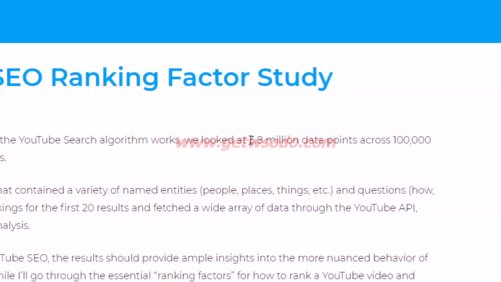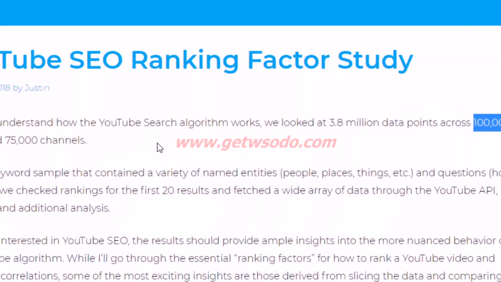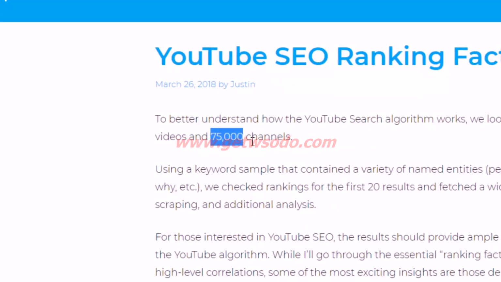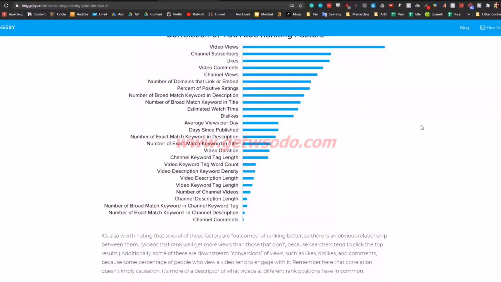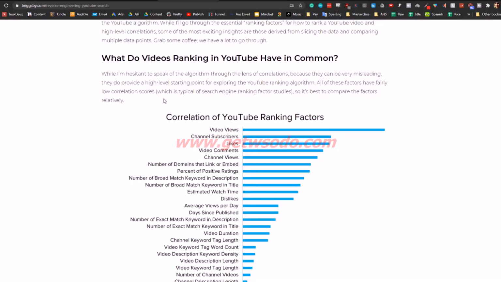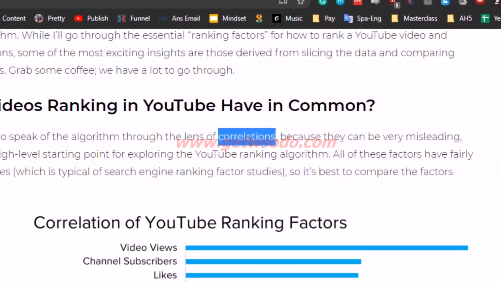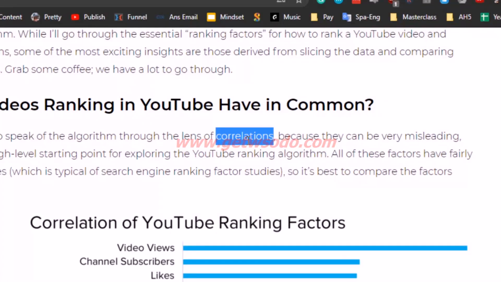You can see that they looked at 3.8 million data points across 100,000 videos and 75,000 channels. And this is what they are basically looking for. First of all, he starts with, we provide a high-level starting point, because it's hard to go through the algorithm through the lens of correlation. There is correlation and there is causation. These two are very different, but some people think about them as the same. If it correlates, it might not be causation, you know?